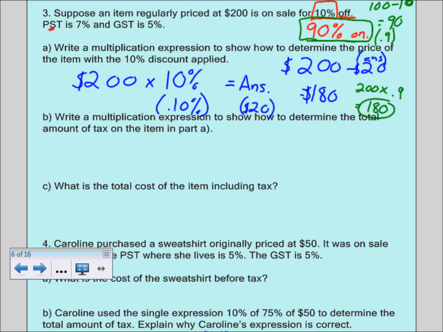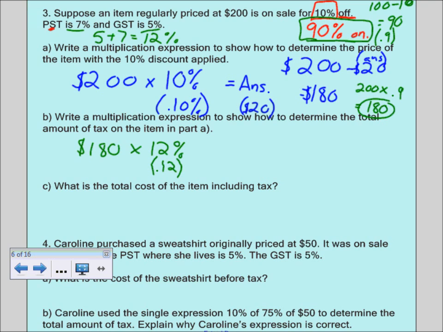Write a multiplication expression to show how to determine the total amount of tax on the item in Part A. So we know that $180 is the price, times total tax, which is 12%, because 5 plus 7 equals 12%. So 180 times 12%, and that's how we would find the amount of tax on that. So 12% is written as 0.12.